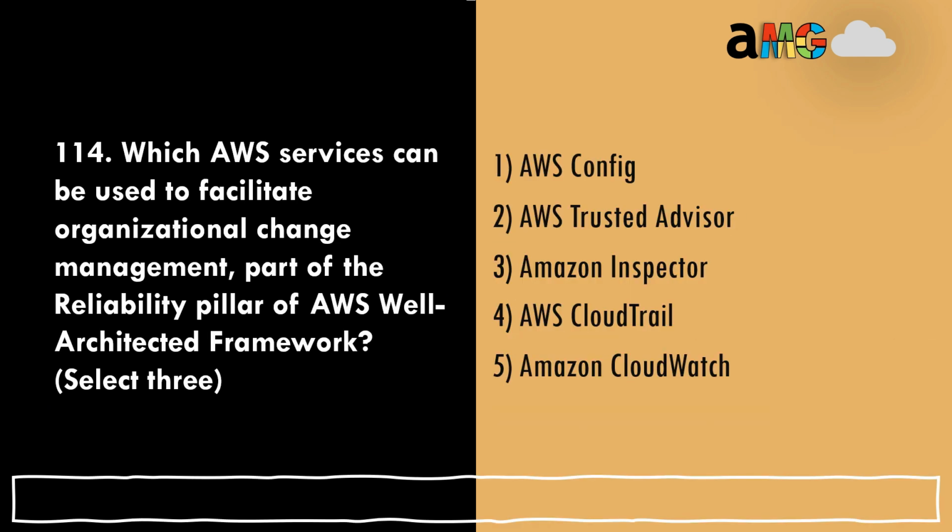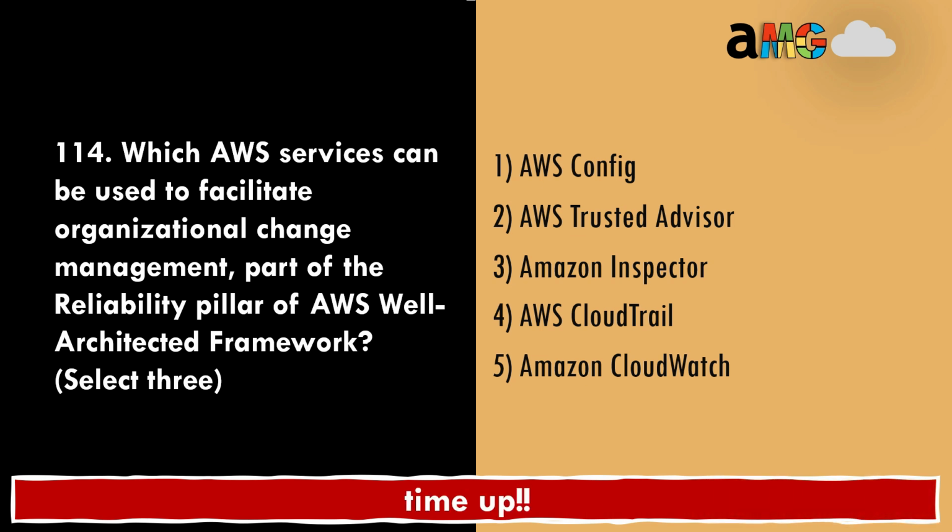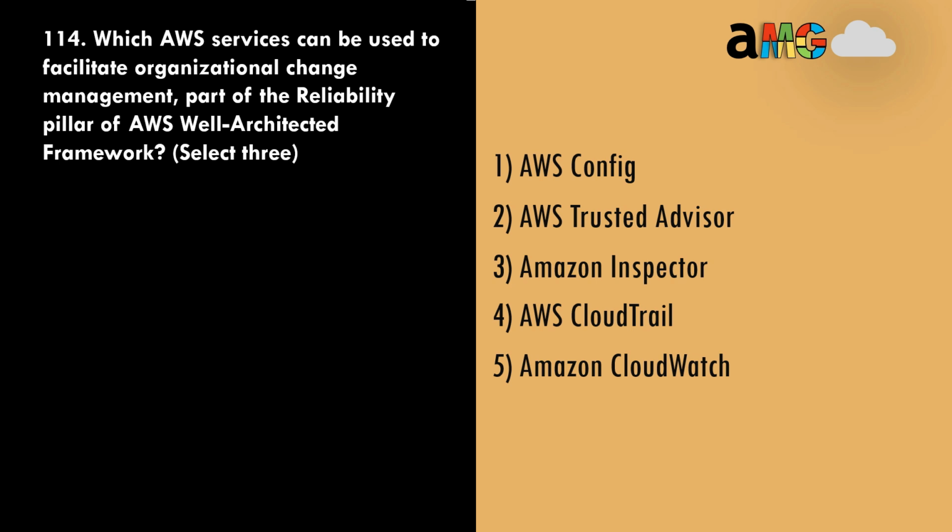Question 114. Which AWS services can be used to facilitate organizational change management, part of the reliability pillar of the AWS Well-Architected Framework? You have to select 3 options. Okay, so go ahead. Time up. Now, let us analyze the answers.